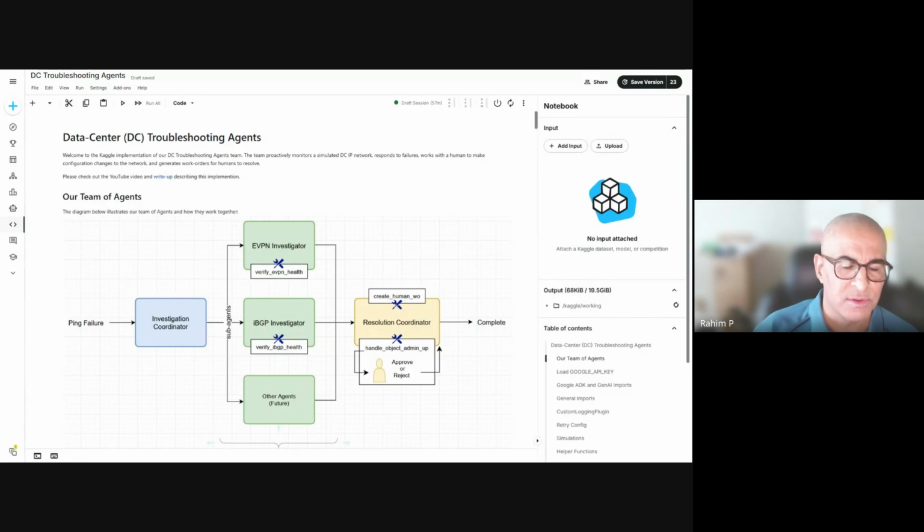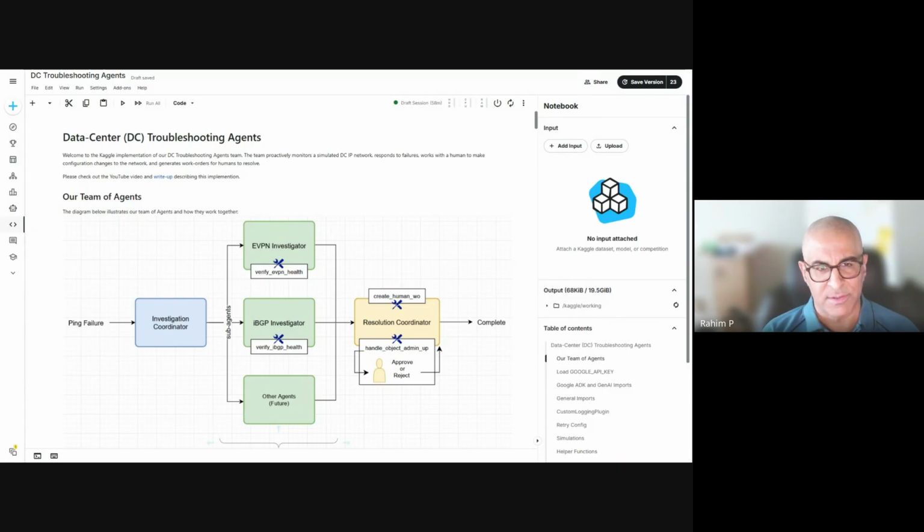So right here within the notebook, we have an illustration of our team of agents. The same picture is also in the write-up. The team of agents is put to play. They are triggered to action when a ping failure happens. So that's one of the strong points of this solution. We don't have agents lying around doing nothing. They come to life when there's a failure, and they get parked when the failure is resolved.